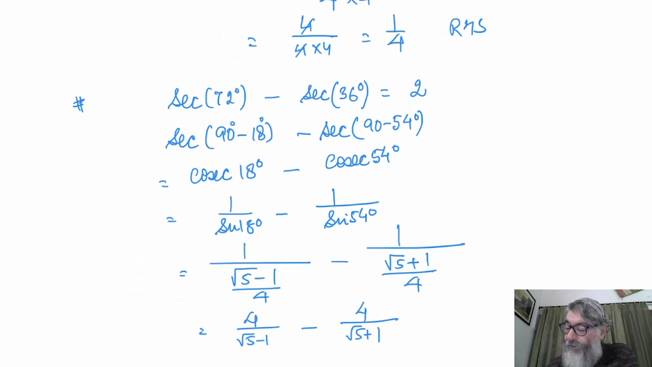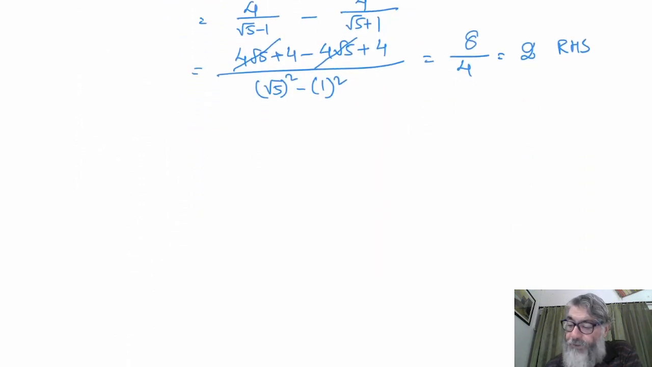Again the LCM will be (a minus b)(a plus b), (root 5) whole square minus 1 whole square. 4 root 5 plus 4 minus 4 root 5 plus 4. So these two terms will cancel. You will get 8 upon how much? 8 upon 4. So you get the answer as 2, which is the right hand side. Is that clear? Okay. Let's see more sums on this.